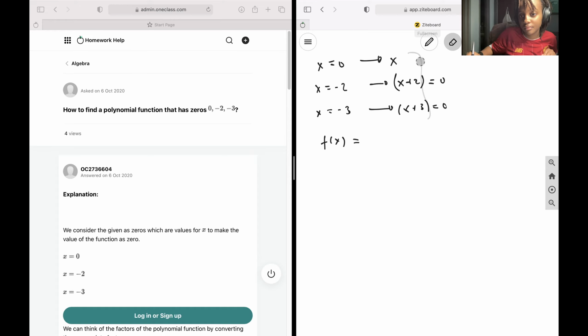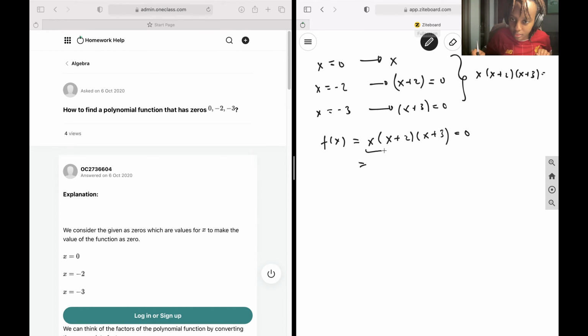So let's just write that down here. We write that out. Let's first write this out, and that becomes x squared plus 2x multiplied by x plus 3. And then we can carry out some FOIL, so x squared times x plus 3 plus 2x times x plus 3.